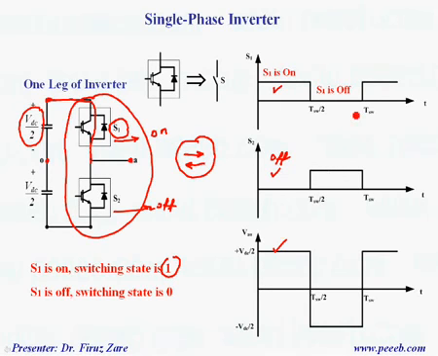And when the switch is off here, we can see that there is no gate signal for this switch, while we have a gate signal for that switch. So in this case, this terminal is connected to this voltage. That's why the output voltage is minus VDC over 2, which is shown here.